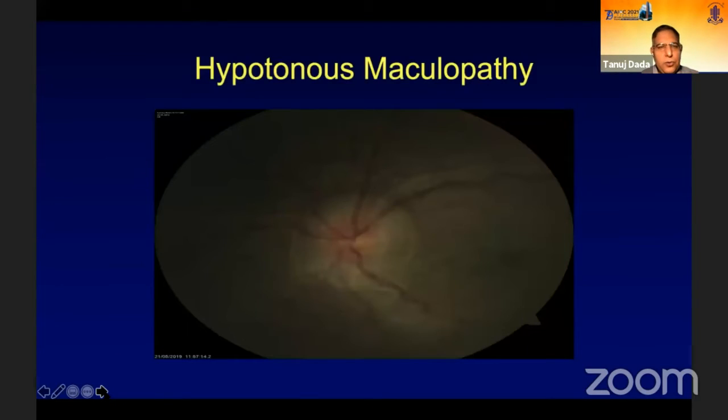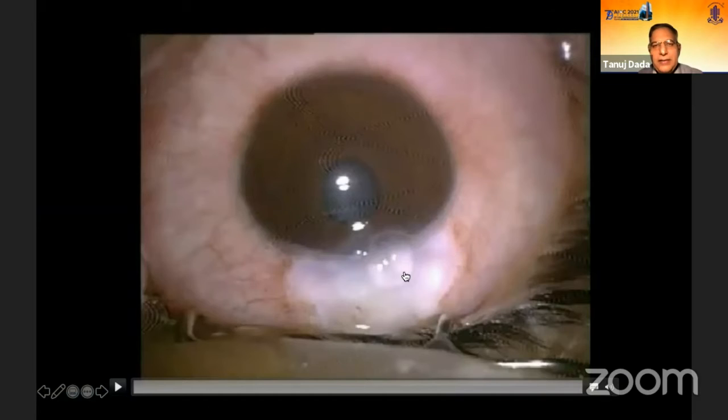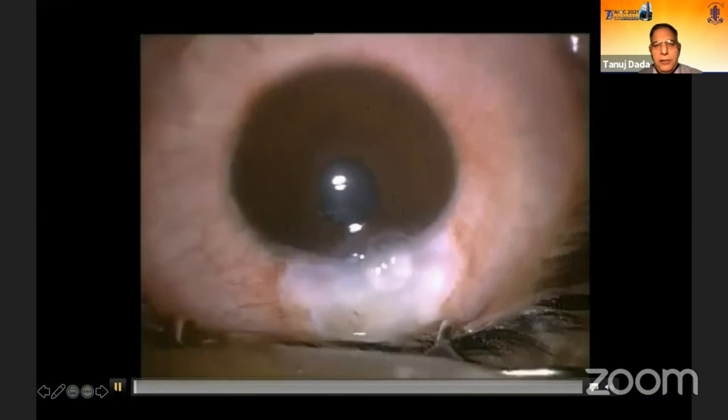And when you've done a good surgery and the patient comes back to you with a hypotony maculopathy, so this was a young lady, and you can see very nice surgery done, but the patient came back with a hypotony maculopathy, and this is a very common complication that you face in especially young patients post-operatively. So this will be my last video.